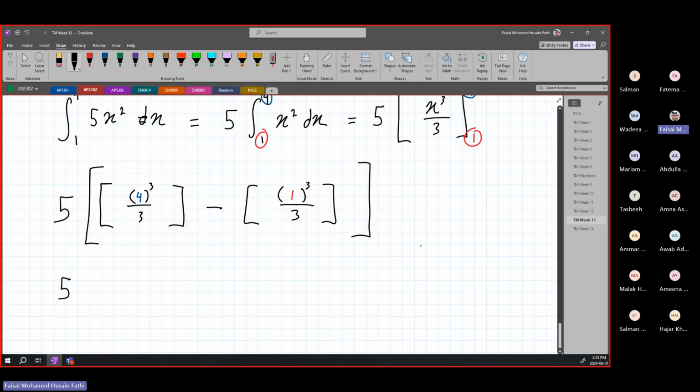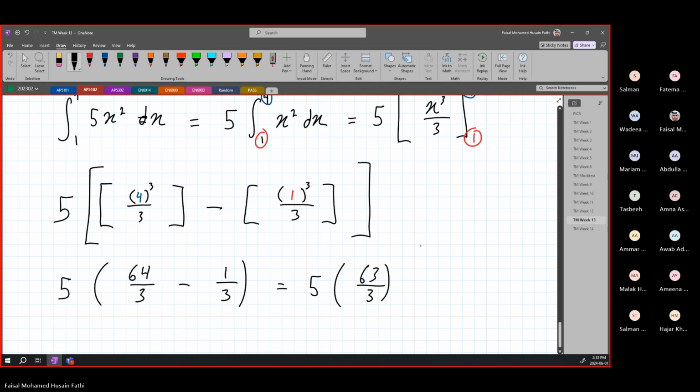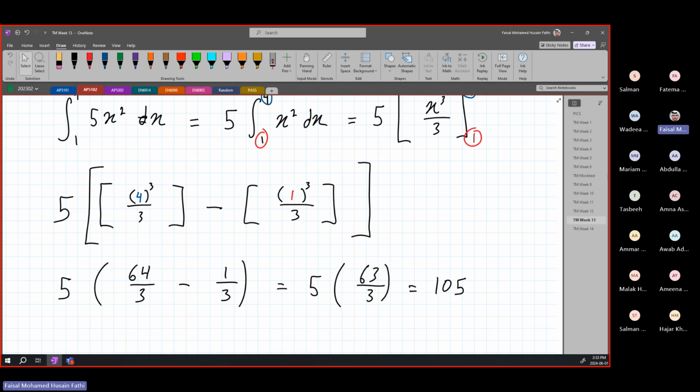So this is going to be 5 times 4 cubed over 3. So 4 cubed is 64. 4 cubed is 64 over 3 minus 1 cubed over 3, which is just 1 over 3. So this is going to be equal to 5 times 63 over 3, which is equal to 105. And this is how you would solve for a definite integral. You will always get an actual number.